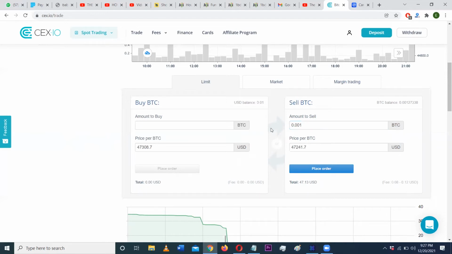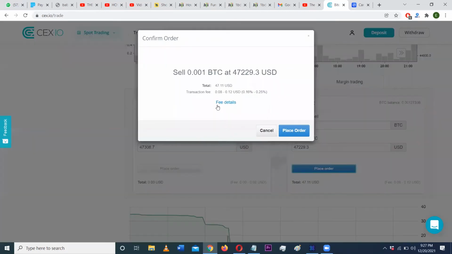I'm going to sell it at the current market price, which is this. I'm not going to change the price per BTC. So I'll just place order. The Bitcoin I'm about to sell is worth $47. That's the amount of Bitcoin I'm about to sell. So let me place the order and sell it. Place order. They will tell you, are you sure you want to sell this amount of Bitcoin at this price? Yes, I'm sure.